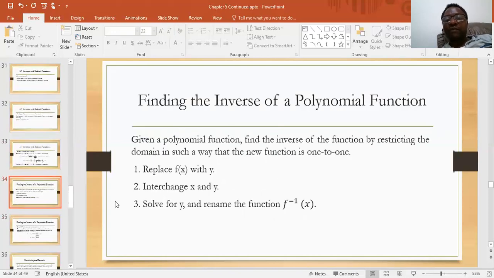So given a polynomial function, to find the inverse of the function, we will restrict the domain so as to have a one-to-one function. Then we will replace y by x in the expression of the equation of the function and solve for y to define f inverse of x.